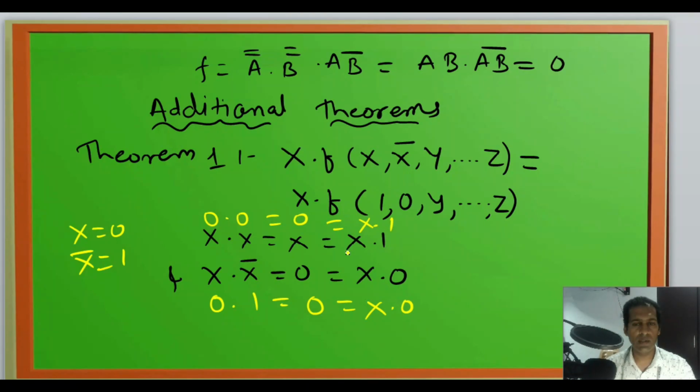So whatever is here x, if we multiply by 1: if x is 0 multiplied by 1, it will become 0. If x is 1 multiplied by 1, it will be x only. So this will not make any change. So here we can replace these terms with zeros and ones.